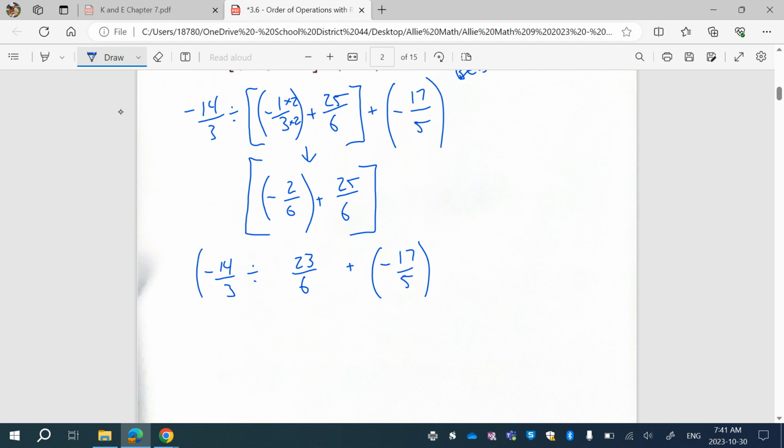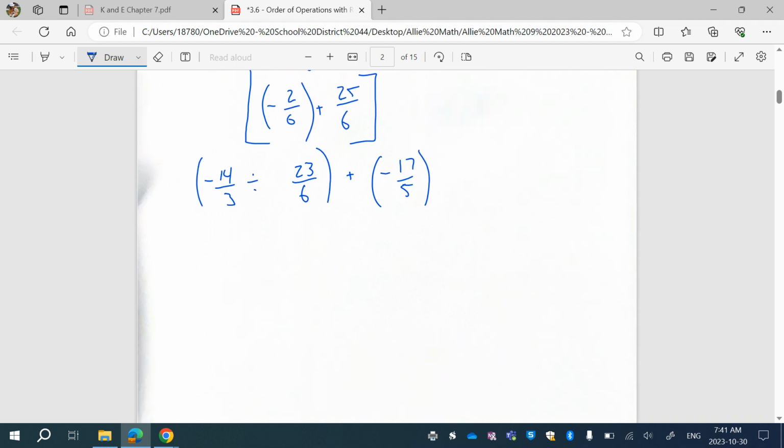So let's do this part next because there's division. So what we need to do is flip our second fraction and make it multiplication. So now we got 6 over 23. We can't cross reduce this way, but we can this way. 3 goes into 3 once, and 3 goes into 6 twice. So now I'm just going to solve it right here, and we'll add our negative 17 over 5 at the end. So let's go. Negative 14 times 2 is negative 28, and 1 times 23 is just 23. And now we're going to add that to our negative 17 over 5.